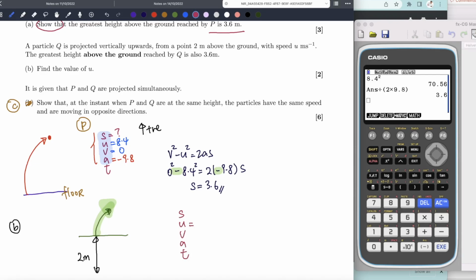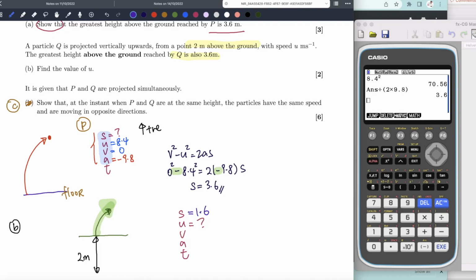S, U, V, A, T. U is a question mark. But I'm given S actually, because the question tells me that from a point of 2 meters above the ground, the greatest height is 3.6. So what would be the displacement above your starting point? 1.6. So that's given to you. S is 1.6.